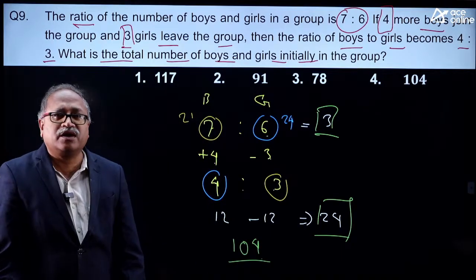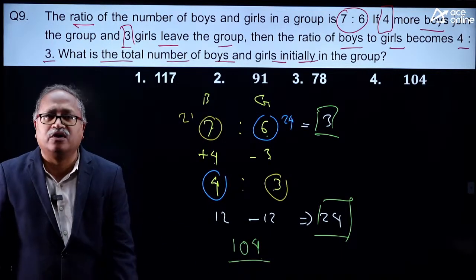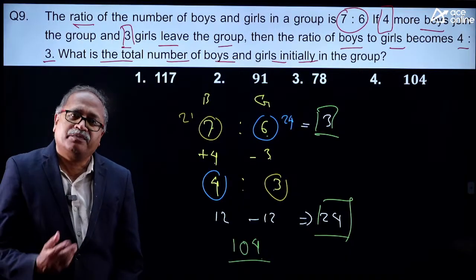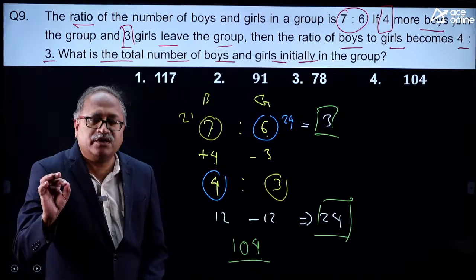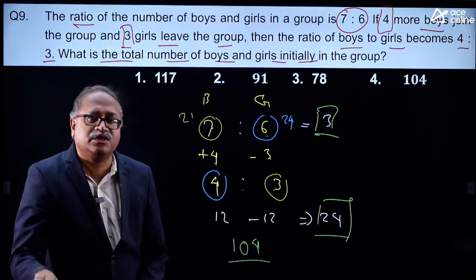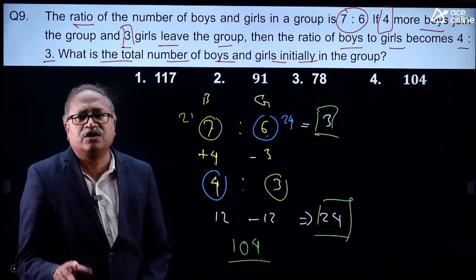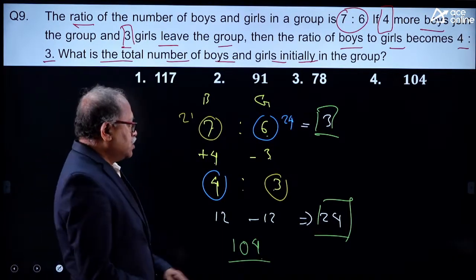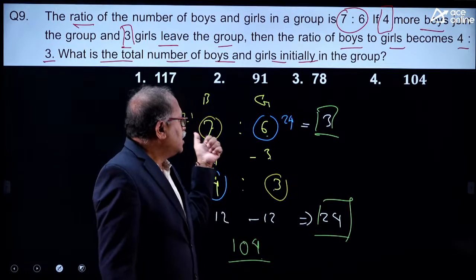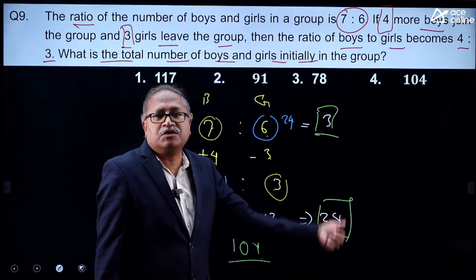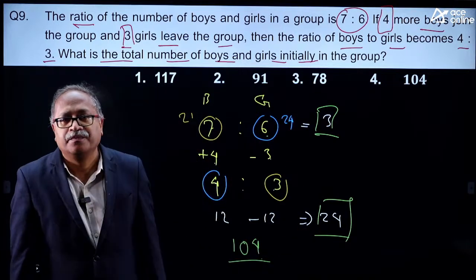I am not writing everything in that step, because you are not supposed to practice writing every step, because I only need to strike the option with the fastest way. So, try to avoid writing steps. So, I got 3 parts is 24, 1 part is 8, I need the total number. So, 13 into 8, 104.